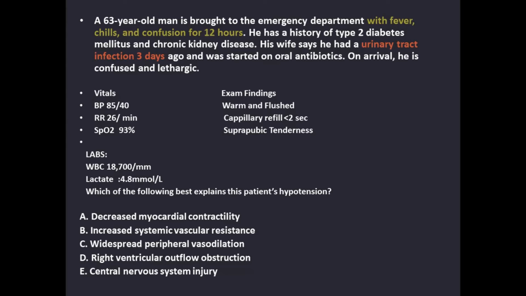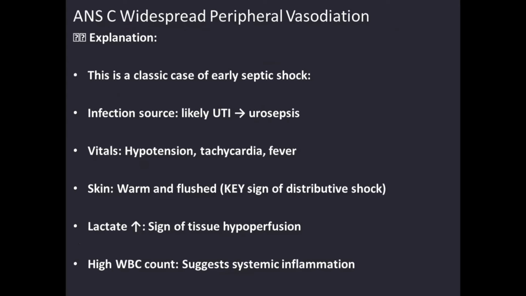Anyone know the answer? It's option C: decreased myocardial contractility, increased systemic vascular resistance, widespread peripheral vasodilation. And yes, you are correct, it's widespread peripheral vasodilation.